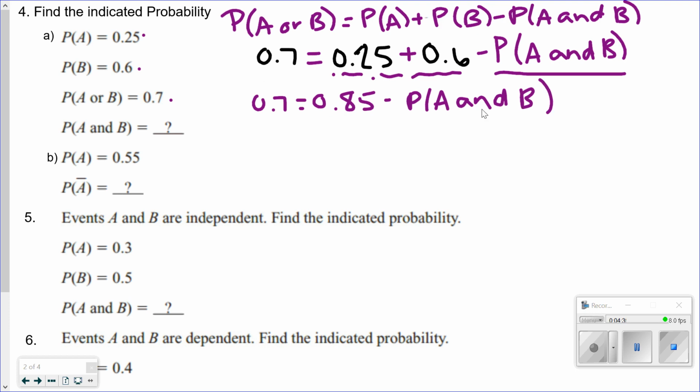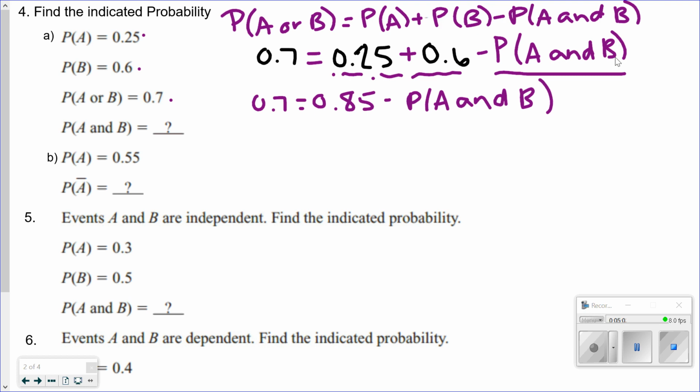So I know that whenever I find out what the probability of A and B is, this has to equal 0.8. So right now I have 0.85 minus what is going to give me 0.7? Well, if you can't figure that out right away, what we could do is subtract the 0.85 from each side.